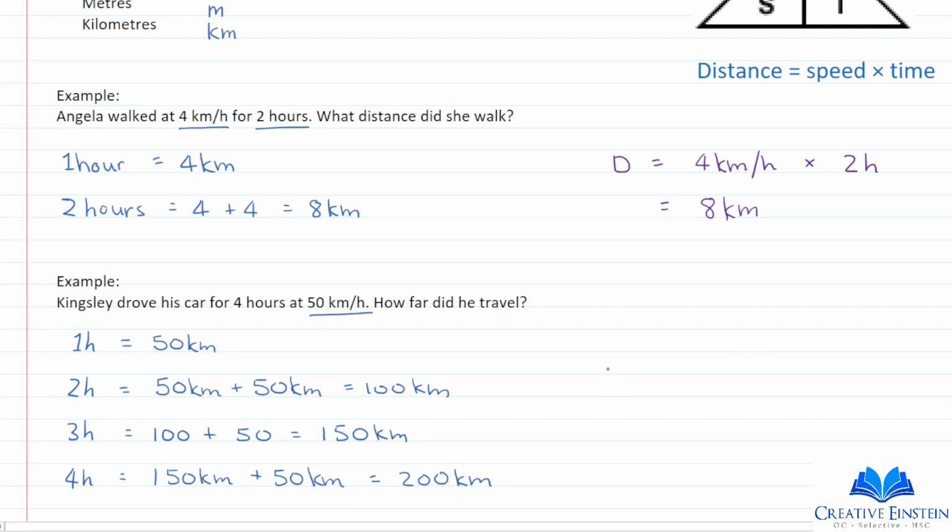Now, let's look at the shortcut. Distance equals speed times time. So the speed he was traveling at, 50 kilometers per hour. 50 kilometers per hour times the time he traveled for 4 hours. 4 hours. 50 times 4 is 200. And we're looking at distance, so we're looking at kilometers. So Kingsley traveled 200 kilometers.